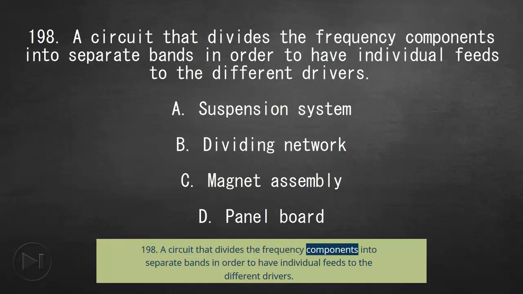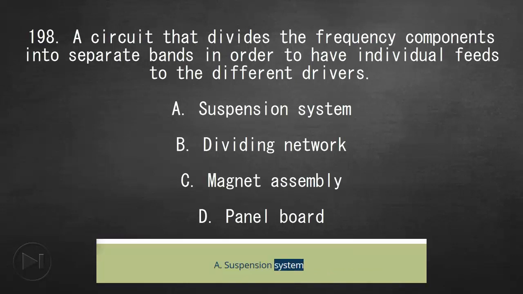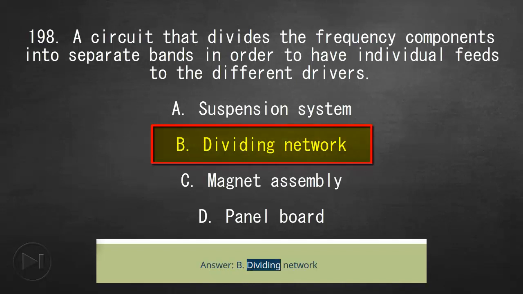198. A circuit that divides the frequency components into separate bands in order to have individual feeds to the different drivers. A. Suspension system, B. Dividing network, C. Magnet assembly, D. Panel board. Answer, B. Dividing network.